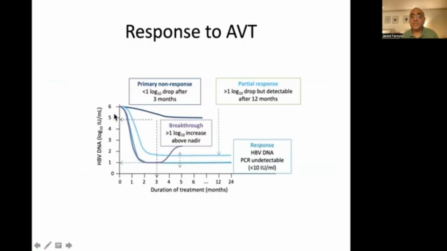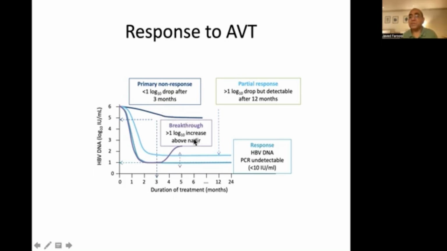So you started, this is the DNA level, and this is the duration in months. The response will be that you started a patient on antiviral treatment and the concentration went down. It became less than 10 units, undetectable, and it remained undetectable after 12 months of therapy and even after that. So this will be the response achieved. One will be a primary non-response, where there is a decrease, but it is less than 1 log. Initially it was 6 log, but still it is 5.3 or 5.4 log, and it remains like that. So this is called primary non-response.